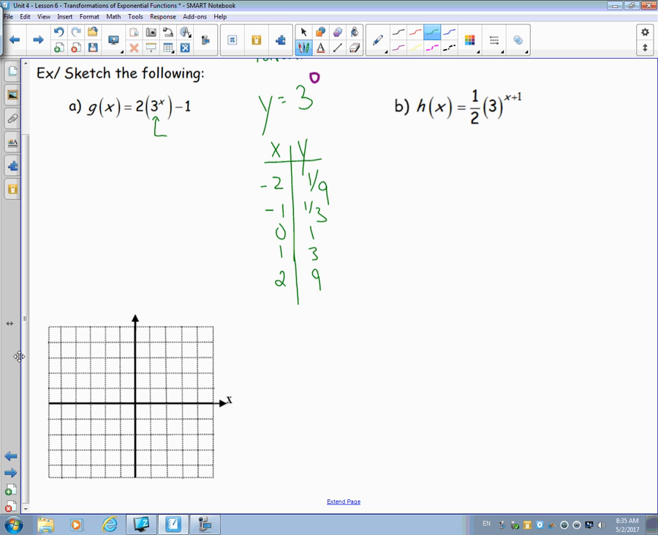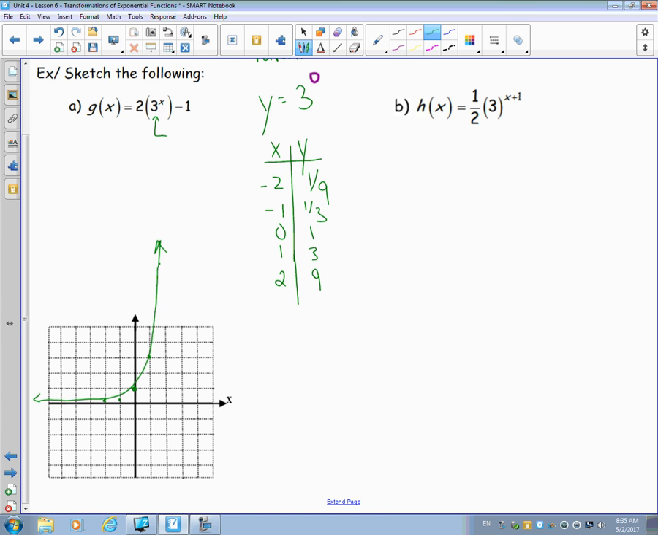I can sketch that. My sketch would look like -2, 1/9; -1, 1/3; 0, 1; 1, 3; and 2, 9 will be way up there somewhere. And there's my exponential growth, which makes sense because my base is a whole number. It's bigger than 1. That should be exponential growth.